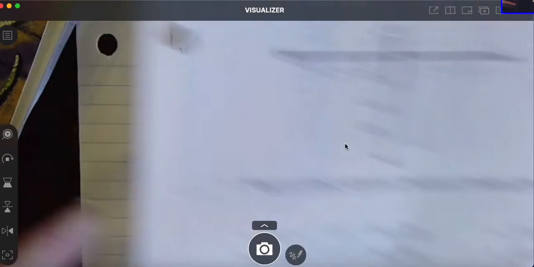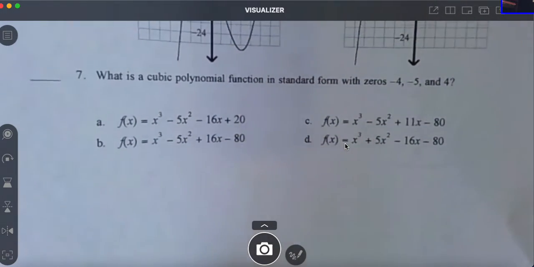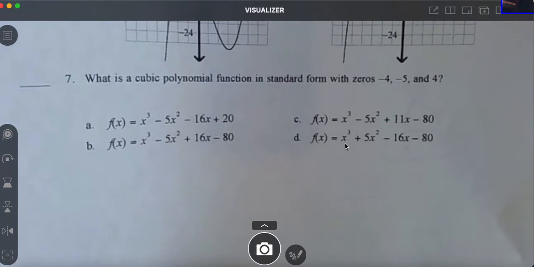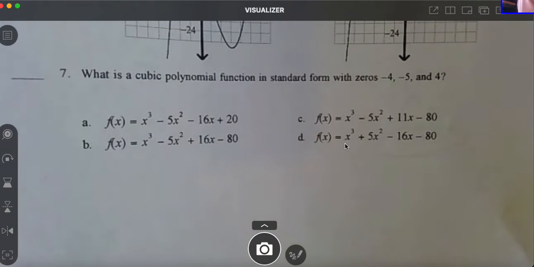Then it says on this next one, it's like this one. I know this says number 7, but this is actually number 4 on your quiz. This one's a little bit harder. You have this polynomial, and it says, what is it in standard form? These are your zeros. So do you remember you have to write those 3 things in parentheses? Yes, no? Yeah. You would write x plus 4, what? X plus 5, and x minus 4.